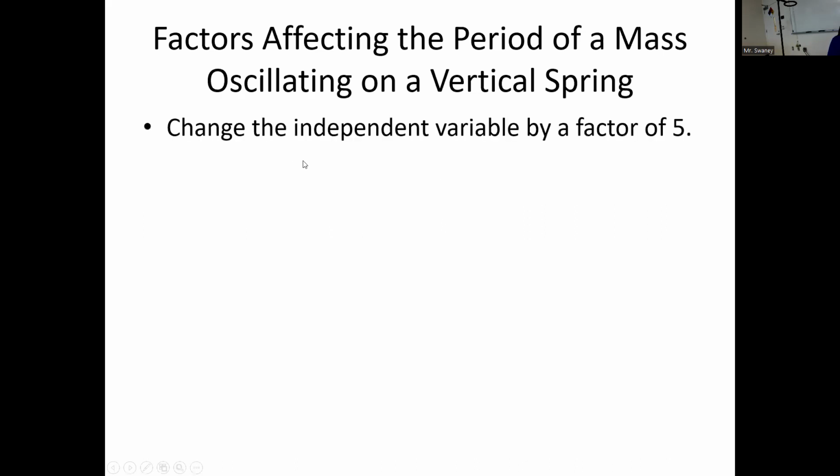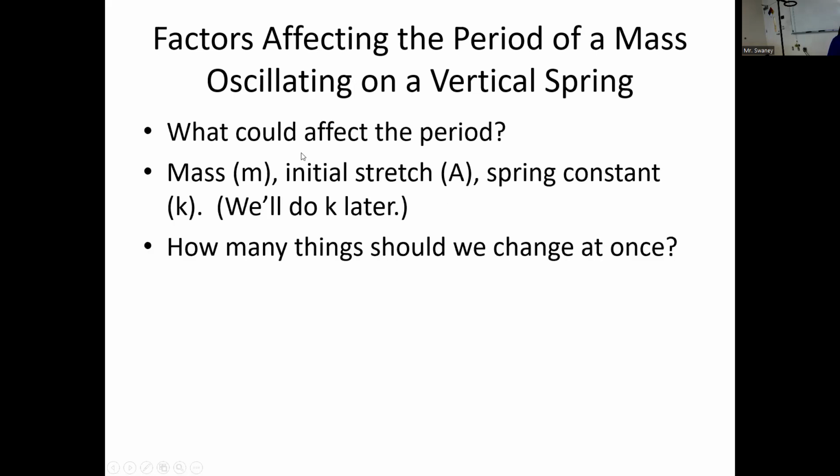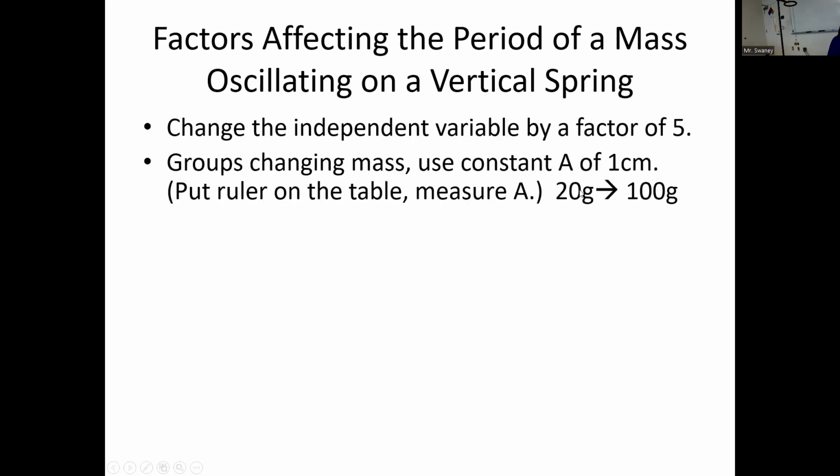Okay. So we want to change the independent variable by a factor of 5. So we're going to be changing either the mass for some groups by a factor of 5, and we'll go from 20 grams up to 100 grams, by a factor of 5. So the groups changing mass, let's do odd number groups. So you may not have a group 1 in your period. That's okay. But groups 1, 3, 5, and 7 would be changing mass. And then groups 2, 4, 6 can change the amplitude, okay? So groups changing mass use a constant amplitude of 1 centimeter.